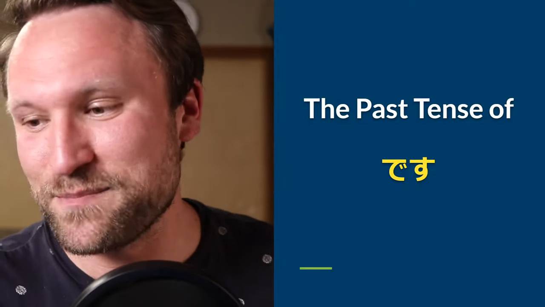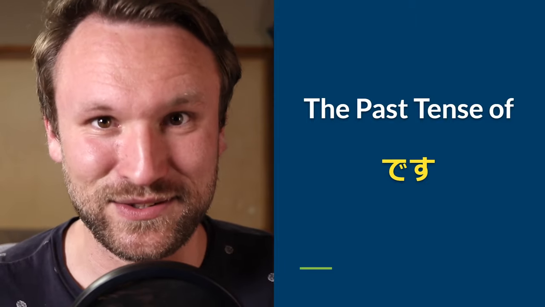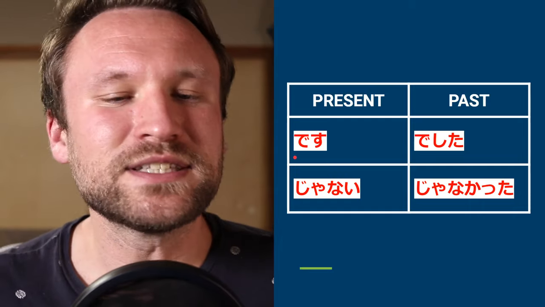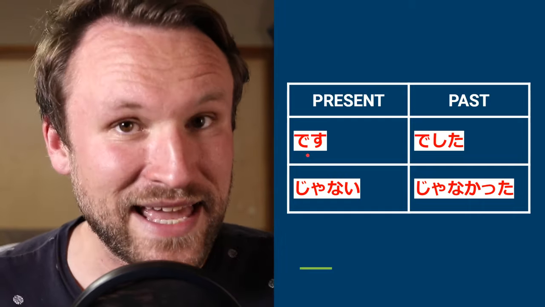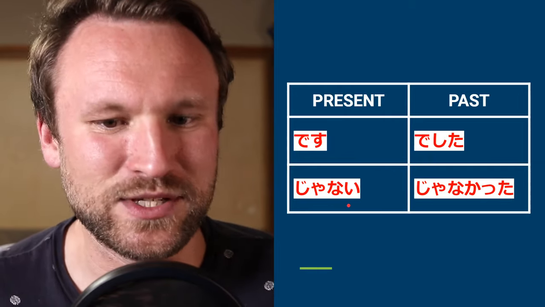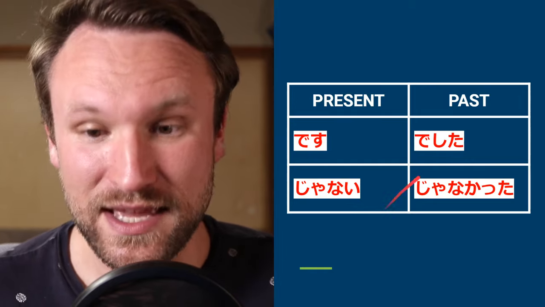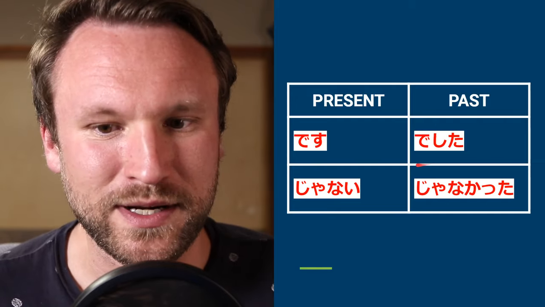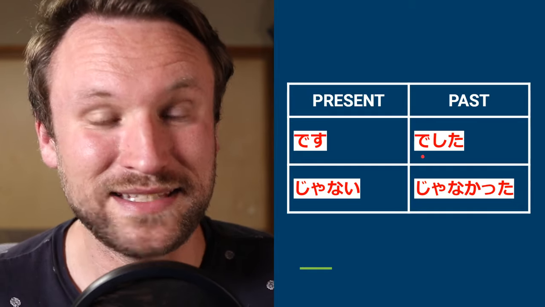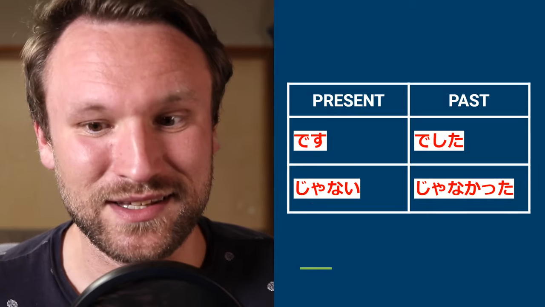All right. So let's jump into the fun stuff in this lesson, the past tense of desu. This is useful. So, nice little fun chart here. Here is the present tense we learned in lesson one. Desu and janai, right? We really learned janai desu, which is a little bit more polite version of the present negative. So the past tense is really straightforward. It's just deshita for desu and janakatta. So is, was, is not, was not, janakatta.